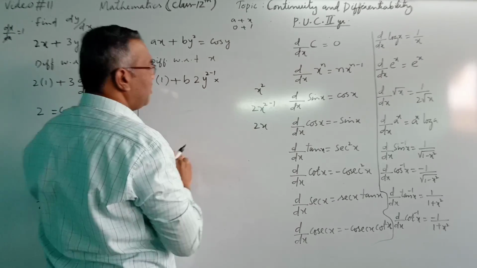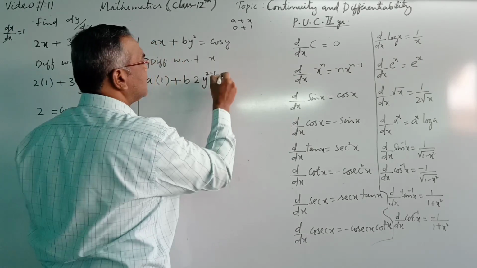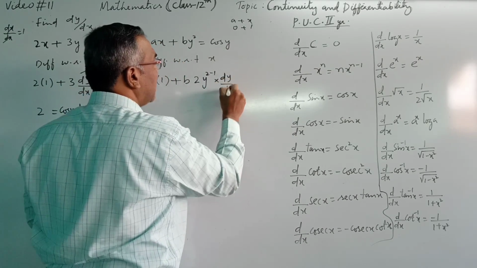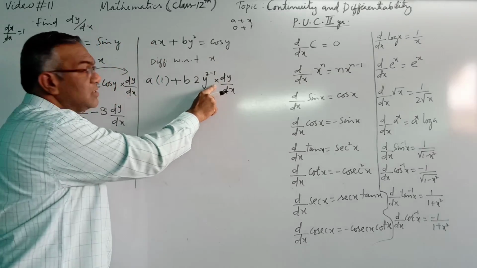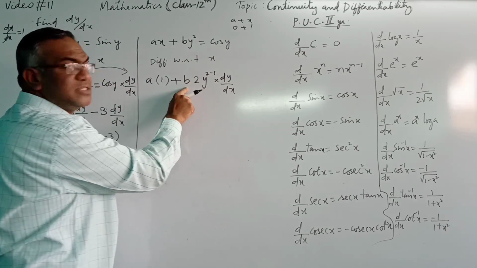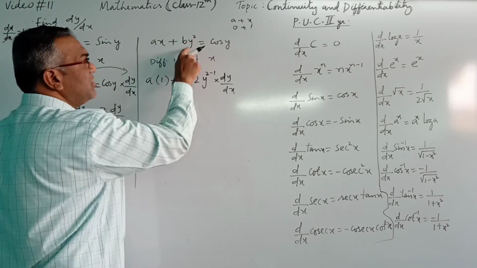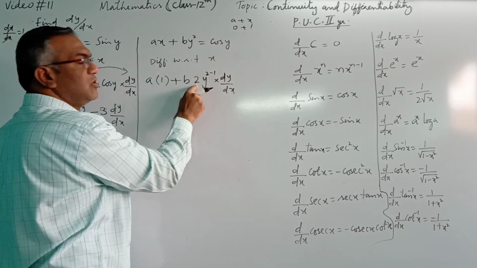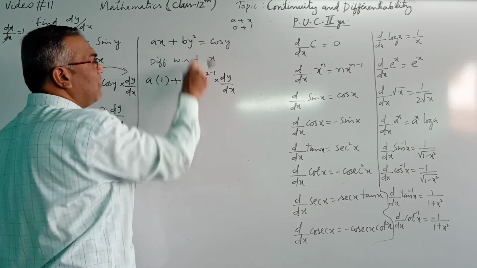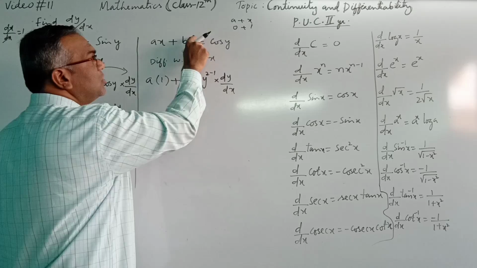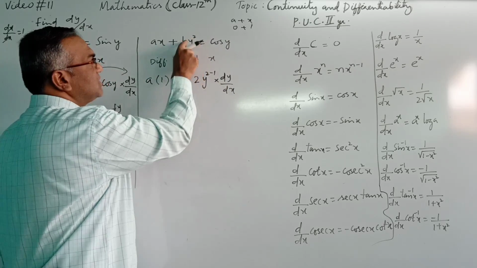What is the differentiation of y with respect to x? That is dy by dx, and that is done in product. See, b constant as it is, and the derivative of power is multiplied to the coefficient, and power decreases by 1, into then differentiation of the base, just base y.